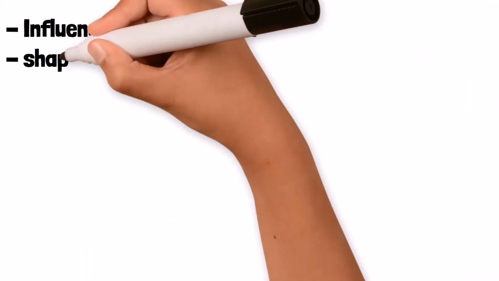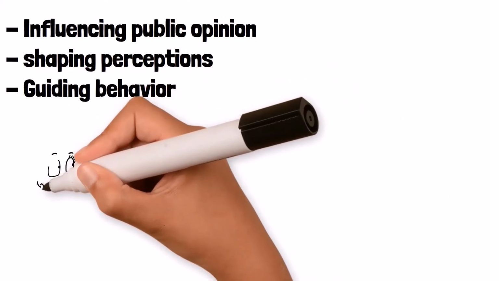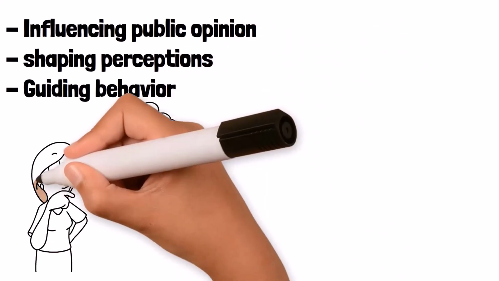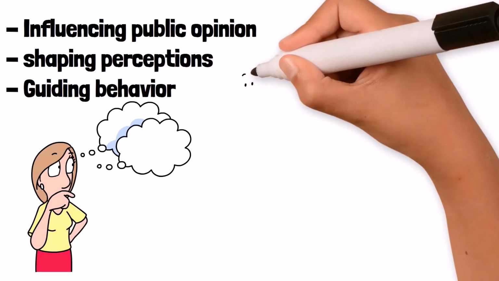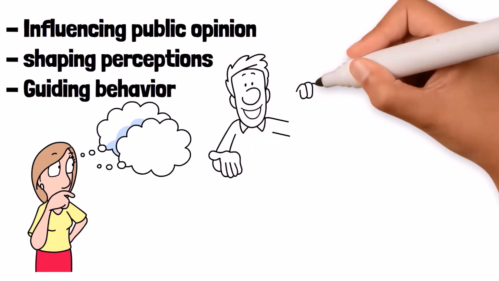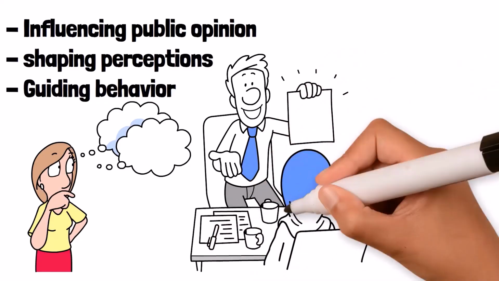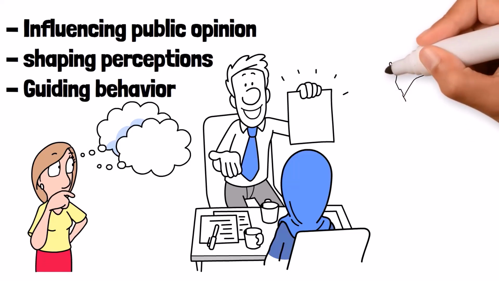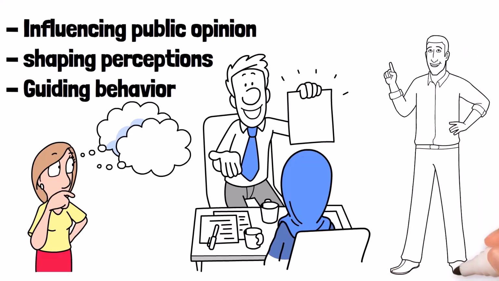Propaganda techniques are powerful tools for influencing public opinion, shaping perceptions, and guiding behavior. By understanding these techniques, we can become more aware of how information is presented to us and develop the critical thinking skills necessary to evaluate it objectively. Whether in politics, advertising, or media, recognizing propaganda allows us to make more informed decisions and resist manipulation. The ability to critically analyze messages and discern their underlying intentions is essential for navigating the complex information landscape of the modern world.